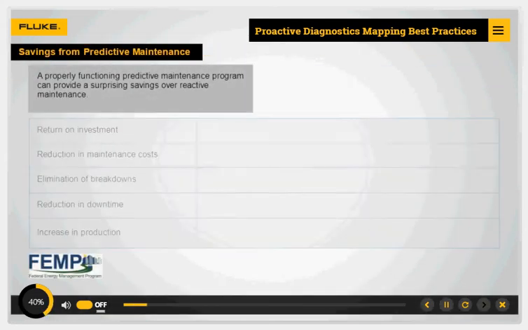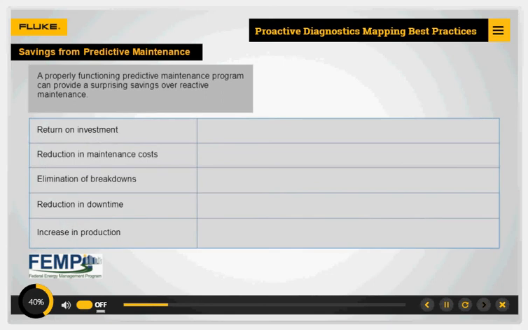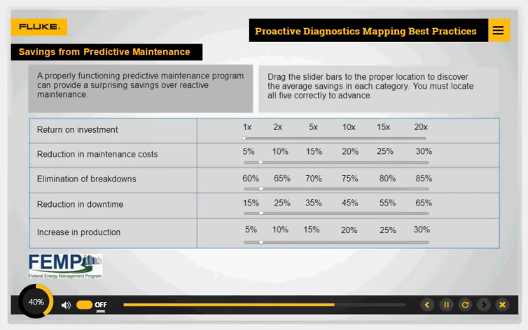Studies by the Federal Energy Management Program, FEMP, estimate that a properly functioning predictive maintenance program can provide a surprising savings over reactive maintenance. Other independent surveys have determined this savings in a variety of areas. Drag the slider bars to the proper location to discover the average savings in each category. You must locate all 5 correctly to advance.